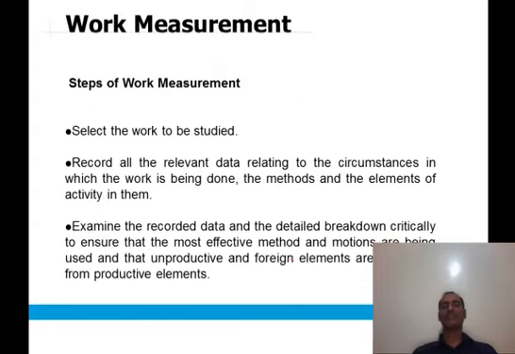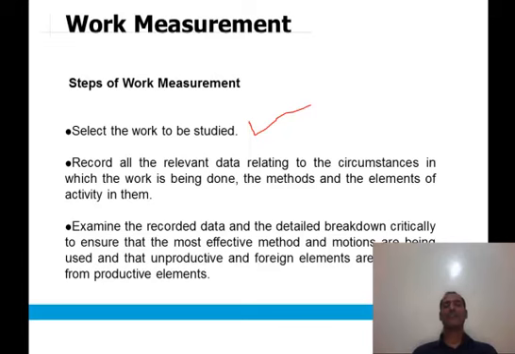Steps of work measurement. We have steps for work measurement. First, select the work to be studied. That means select a specific task. What is the specific task? We have to select that first. Second, record all the relevant data relating to the circumstances in which the work is being done, the methods and the elements of the activities in them. After that, we have to record all the data relating to the circumstances and the work being done.